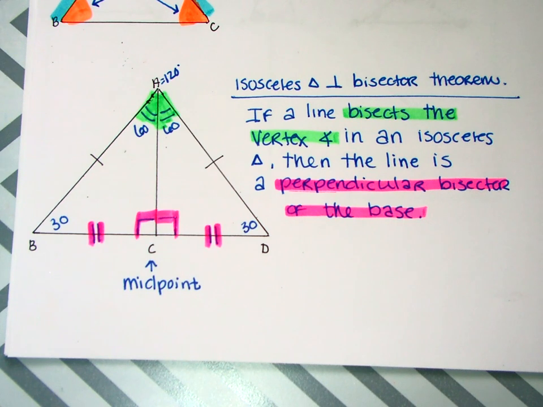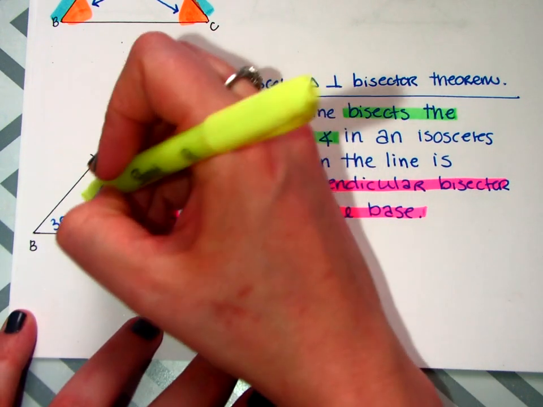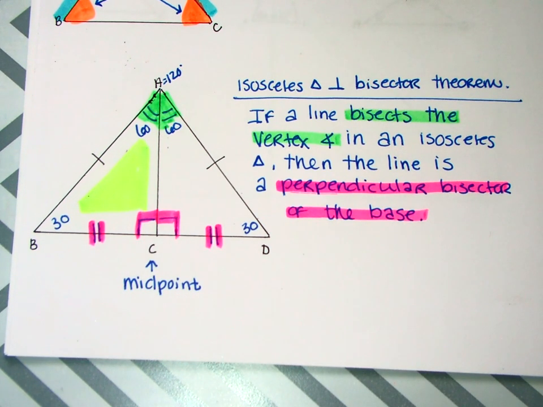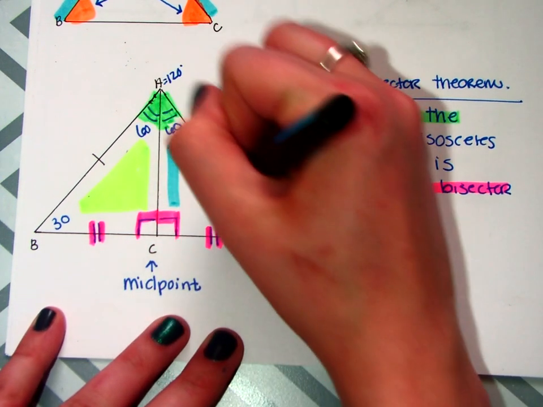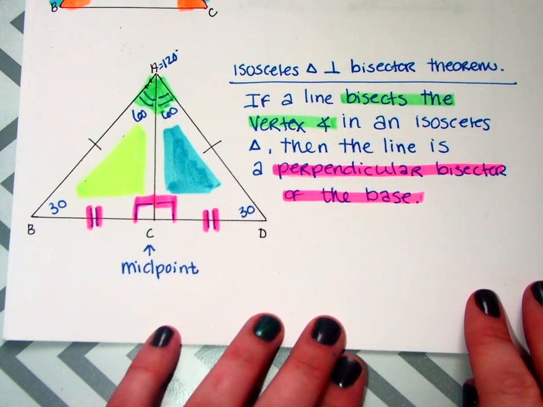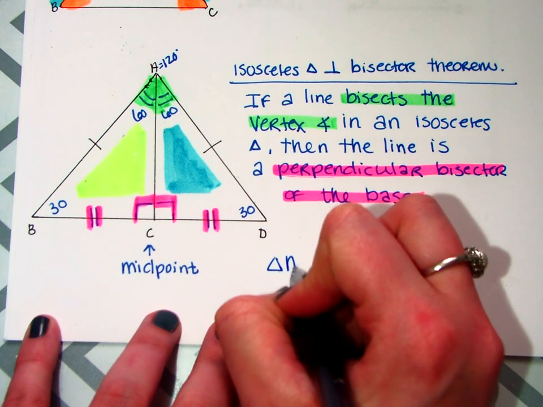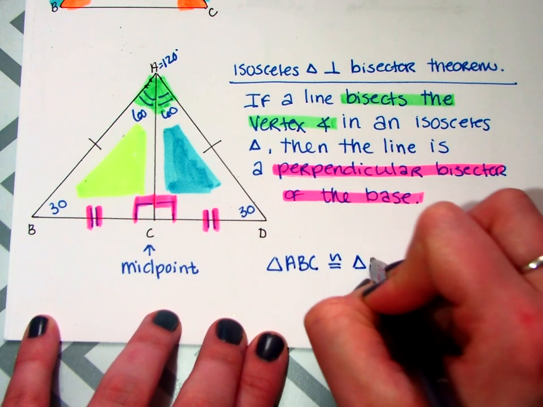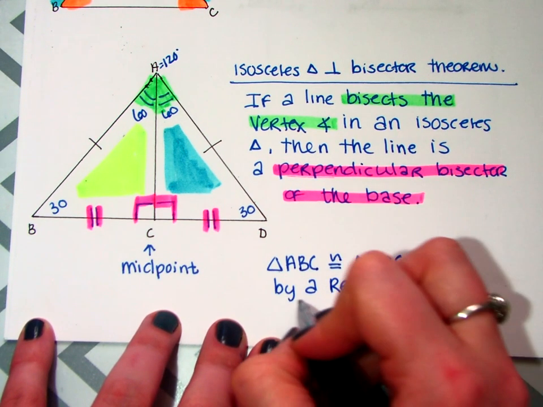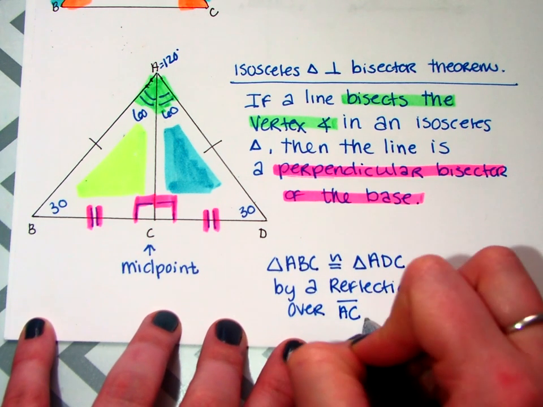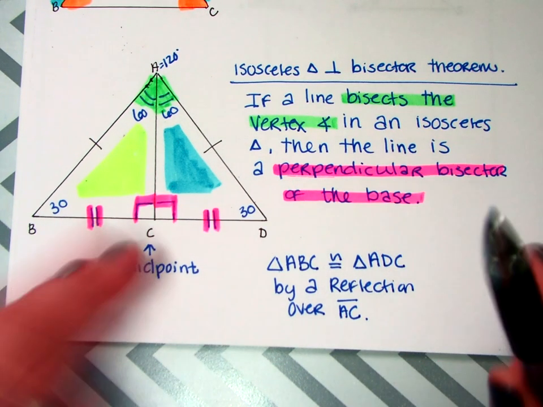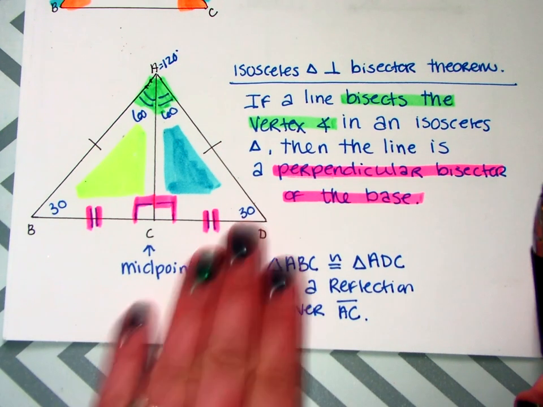What you actually end up having are two congruent right triangles. You have a triangle located on the left. Okay, you've got a triangle here. And then you also have a triangle located on the right. These two triangles would be congruent. And we haven't talked about triangle congruency yet, but we will on Monday. So what ends up happening is triangle ABC is congruent to triangle ADC by a reflection over segment AC. So if we were to take our triangle and reflect the yellow one on the left over side AC, it would in fact flip over and be equal.